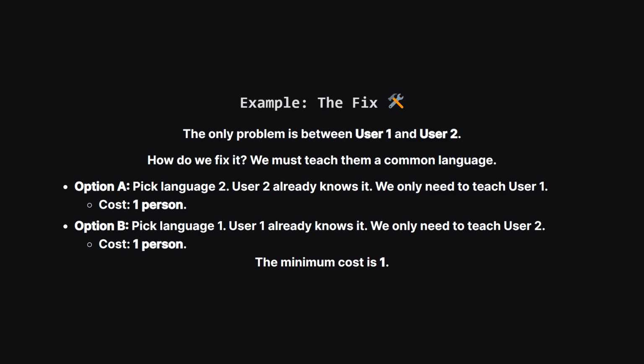Okay, so how do we fix this single problem between user 1 and user 2? We have to pick one language to teach. Let's say we choose language 2 as our universal language. User 2 already knows it, so we don't have to teach them. We only need to teach language 2 to user 1. That costs us one person. What if we chose language 1 instead? Well, user 1 already knows it, so we'd only have to teach user 2 language 1. That also costs one person. In either case, the minimum number of people we need to teach is 1.